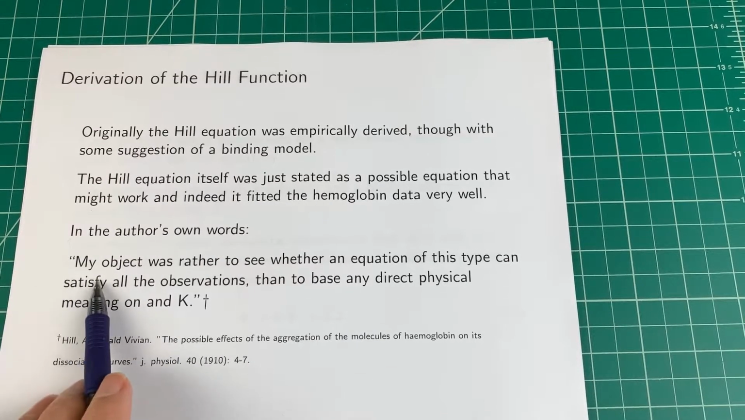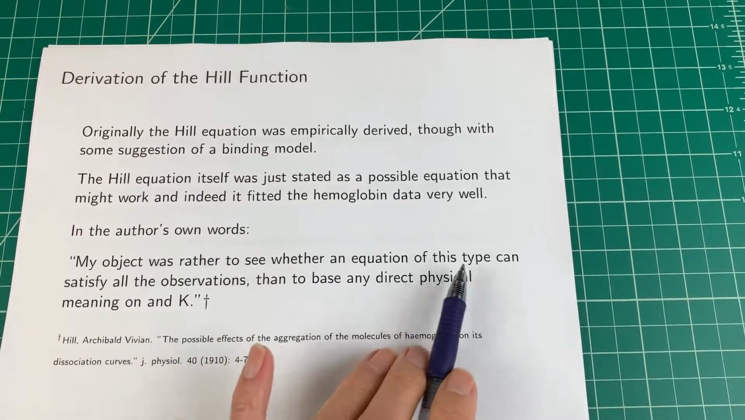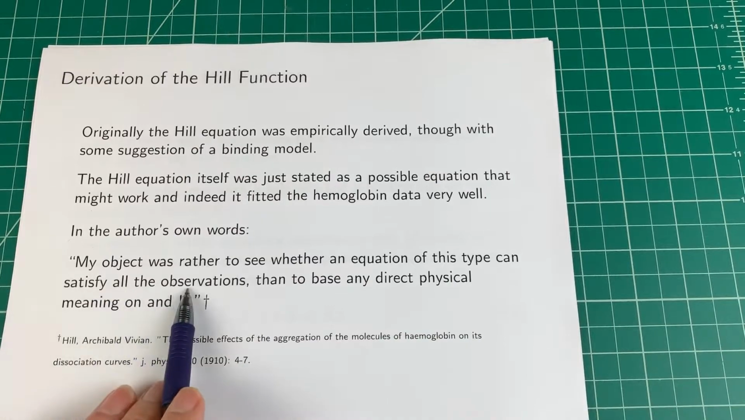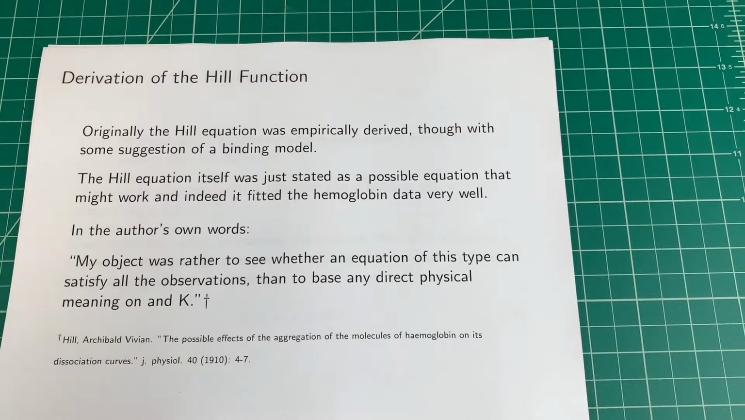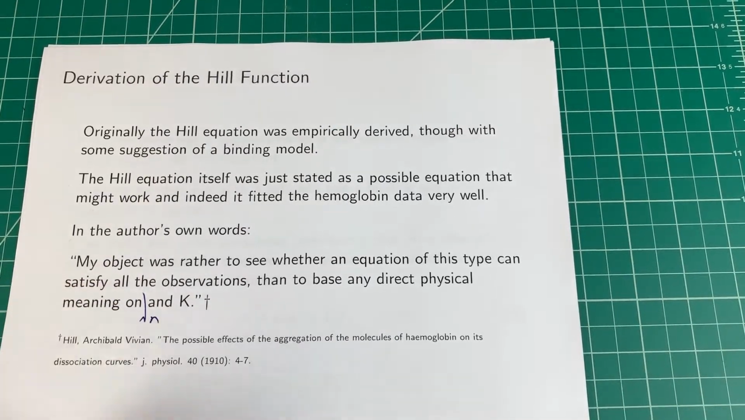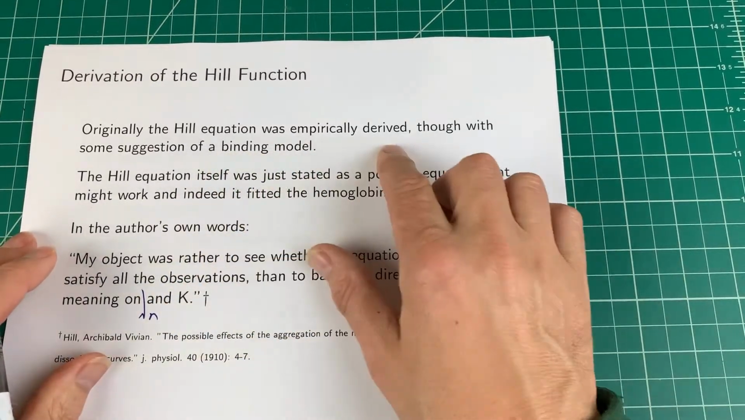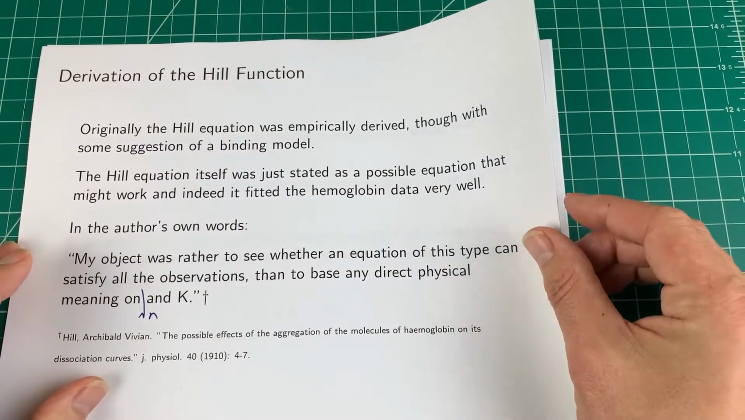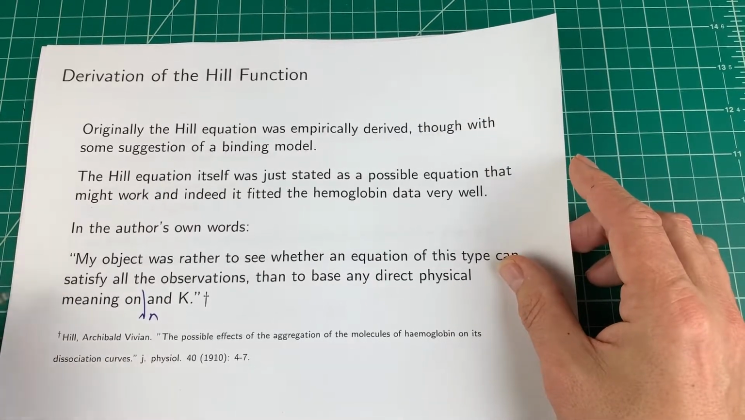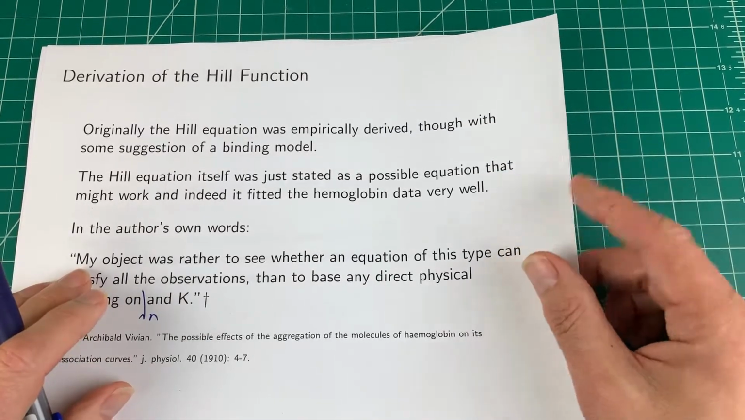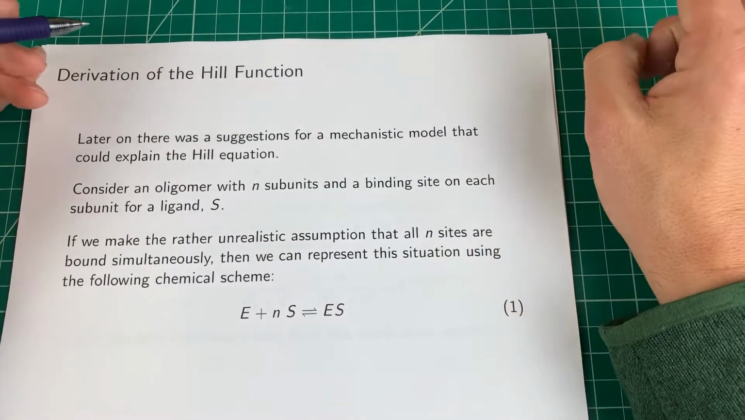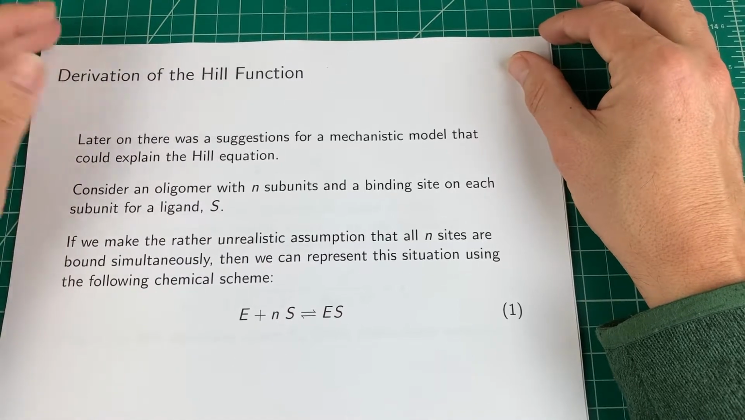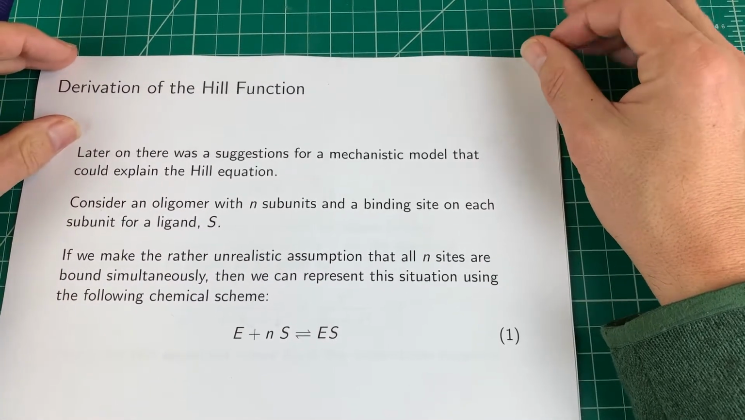So in his own words, he said, my object was rather to see whether an equation of this type, meaning the Hill equation, can satisfy all observations than to base any direct meaning on the Hill coefficient n and k. Okay, so this is empirically derived, or he just pulled it out of his hat and stated it. Now later on there were suggestions for a mechanistic model, but they're pretty unrealistic. But let me just show you what it was.